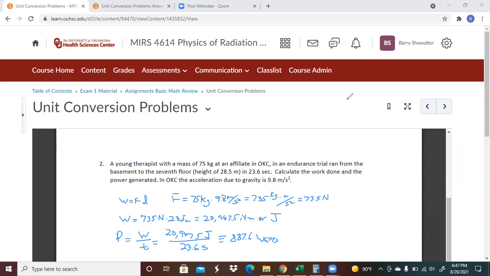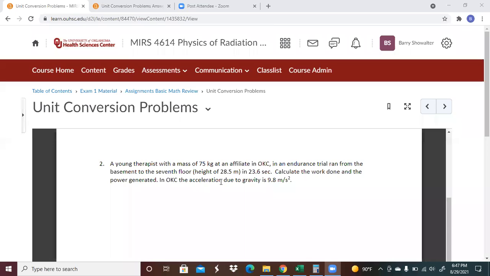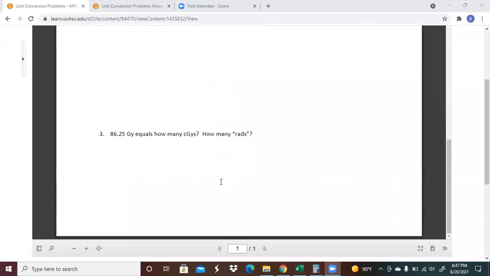Okay. So let's take a look at the final one here. 86.25 gray is equal to how many centigray? And then how many rads? So let's see what we got here. We have 86.25 gray. How do we convert that to centigray? Well, we have to know how many centigray are in a gray. Since we're looking to cancel out the grays, I'm going to put that down there. And there are, in fact, 100 centigray in a gray.